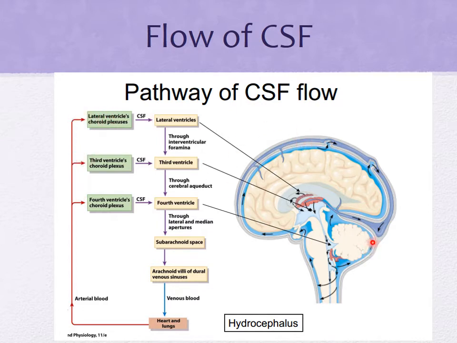You don't have to know all the foramens and all those things specifically. However, know that it starts in the lateral ventricles, goes to the third ventricle through the cerebral aqueduct or aqueduct of Sylvius, through the fourth ventricle to the subarachnoid space, and then it goes to the arachnoid space of the venous system. It's just good to know the flow because I'm about to tell you about two different types of hydrocephalus, and knowing this will help you understand that.